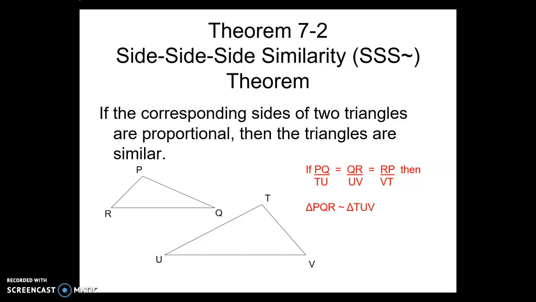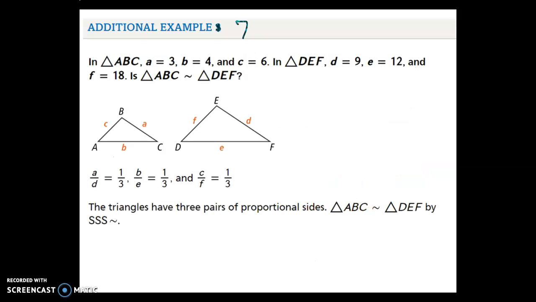Then we have the side-side-side similarity theorem. You can actually prove that figures are similar if all their sides are in proportion. Basically you want to look at all the ratios of corresponding sides and see if they are the same. We kind of already mentioned that earlier, but this is how you could actually use it in an additional example, example 7 here.